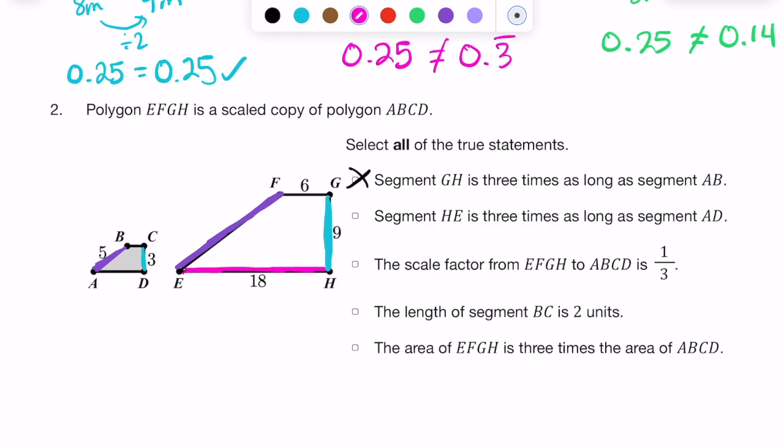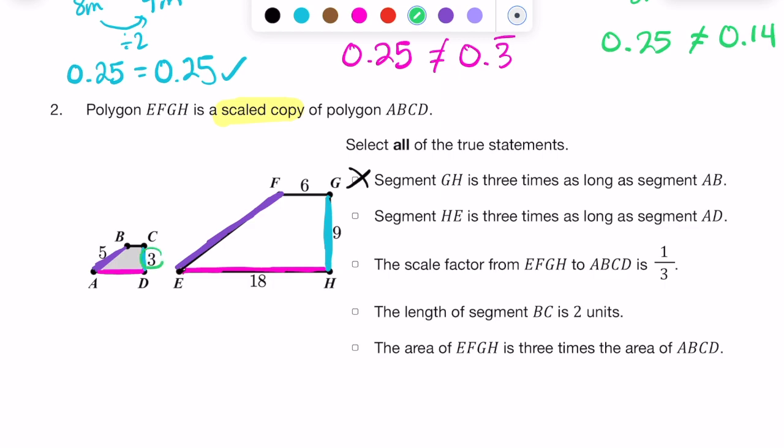So EH is right here, is 3 times as long as AD. Okay, so looking at this, they don't tell us how long AD is, but we can use the information we have. Since we know this is a scaled copy, that means there's a scale factor, and we can use any corresponding side length to find it.